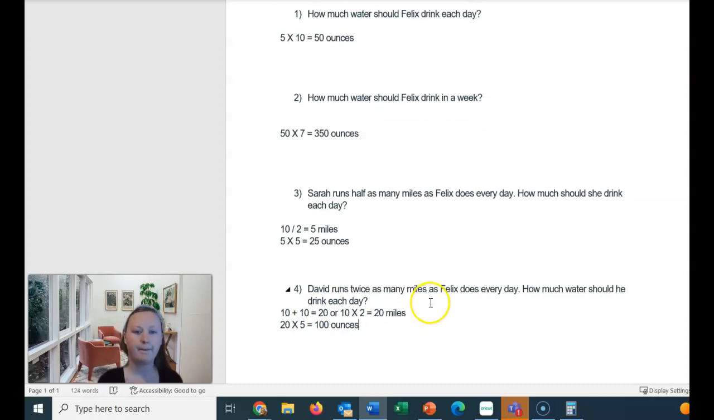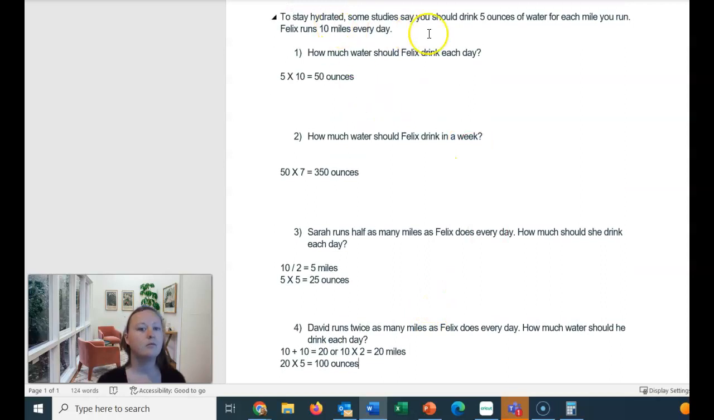Okay. Now, the problem that you will have will be the exact same but with different numbers. So you'll have to go through, do just what we did, but plug in your own numbers.